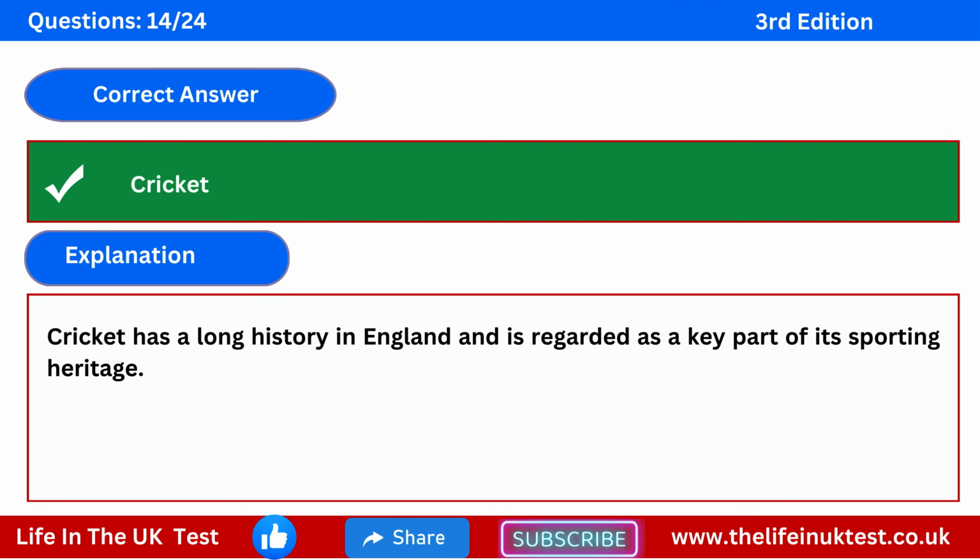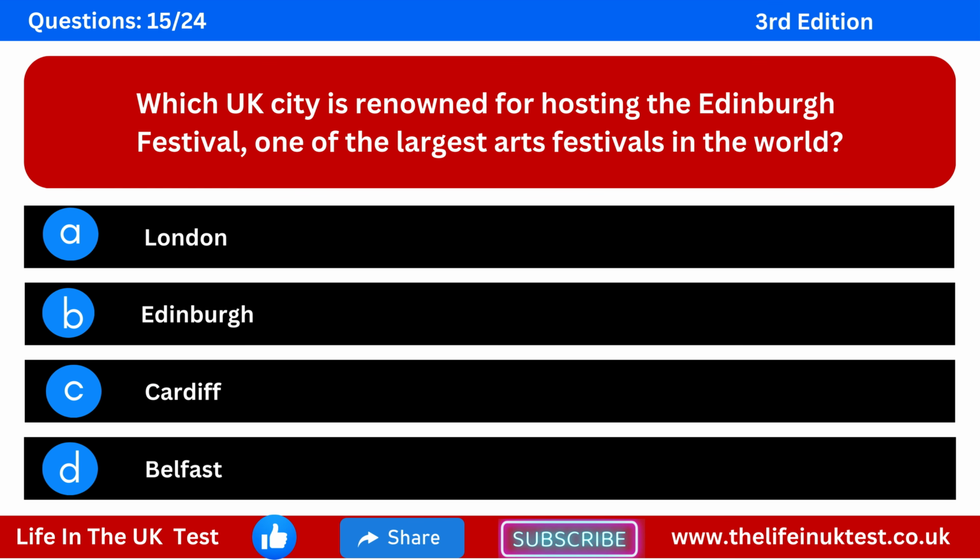The correct answer is cricket. Explanation: cricket has a long history in England and is regarded as a key part of its sporting heritage. Question 15. Which UK city is renowned for hosting the Edinburgh Festival, one of the largest arts festivals in the world? Option A, London. Option B, Edinburgh. Option C, Cardiff. Option D, Belfast.